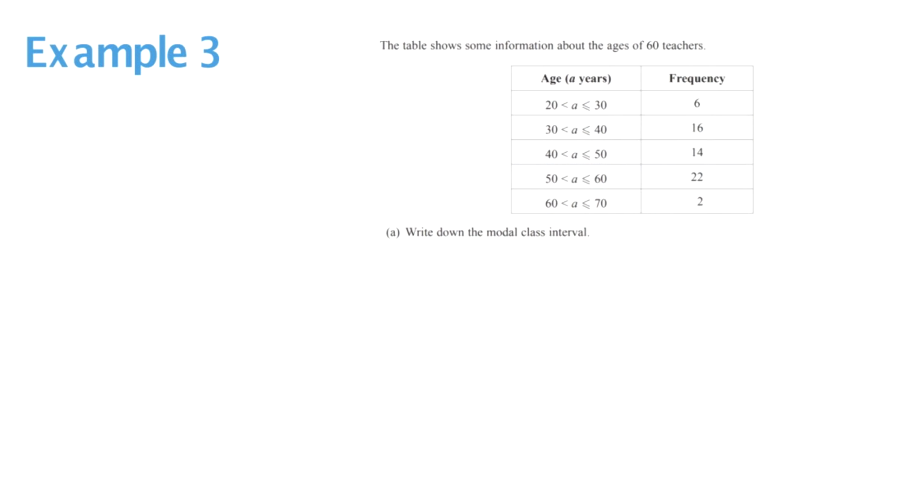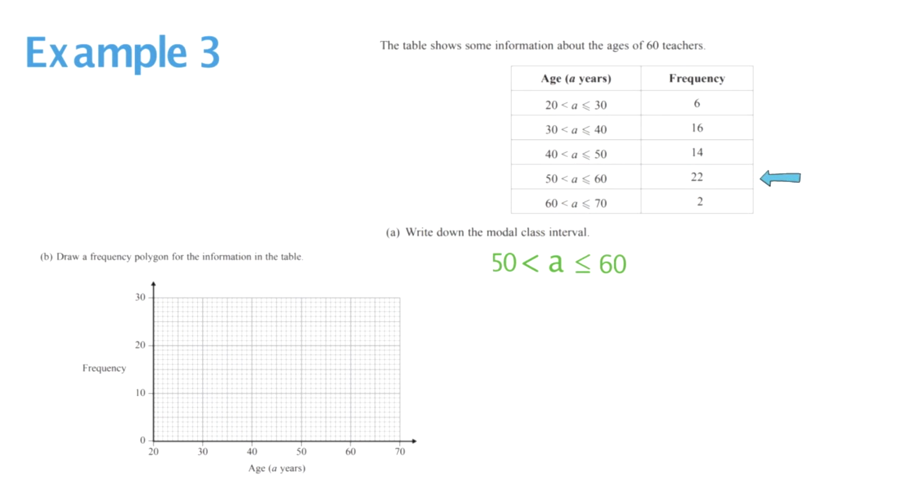And then example 3. In this question, it wants us to work out the modal class. Remember, this is the interval with the highest frequency. In this scenario, it would be the 50 to 60. Then you just write it how the class interval is written, just to get your 4 marks. That is literally it.